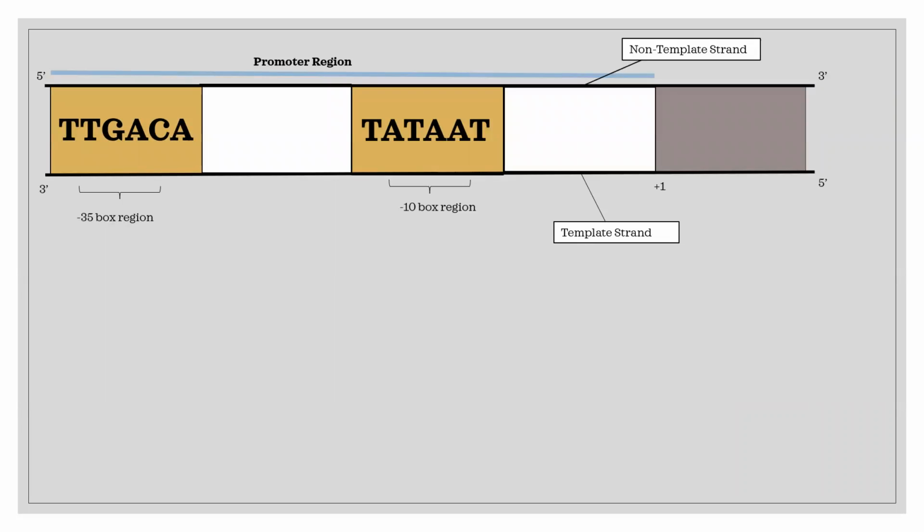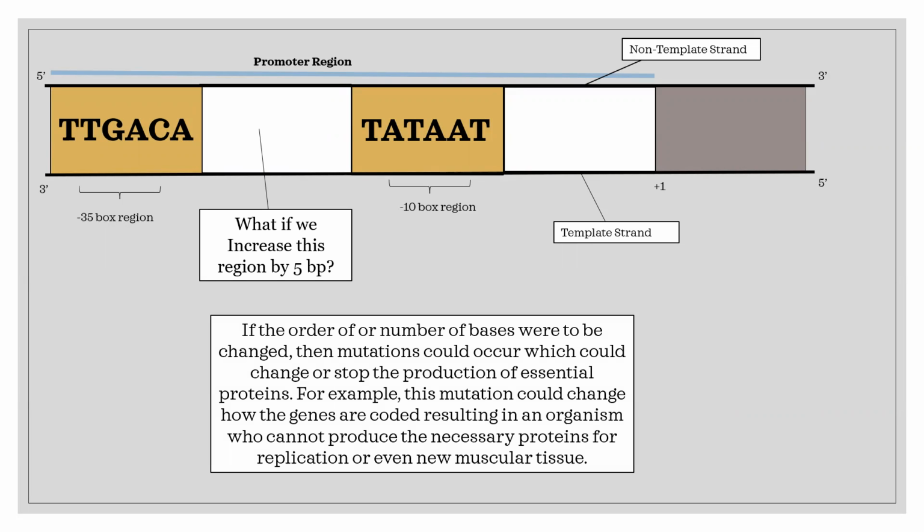So in here, I'm going to answer this question. I've recreated my last thing, but I'm going to use it to answer this question. What if we increase this region by 5 BP, or 5 base pairs? And I answered it this way: if the order or number of bases were to be changed, then mutations could occur, which could change or stop the production of essential proteins. For example, this mutation could change how the genes are coded, resulting in an organism who cannot produce the necessary proteins for replication, or even new muscular tissue, and they would probably not survive.